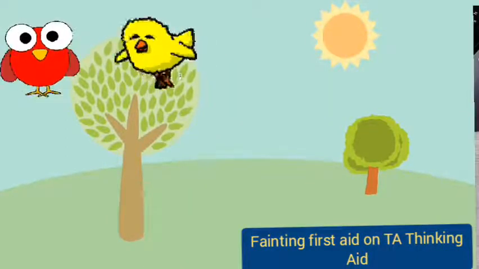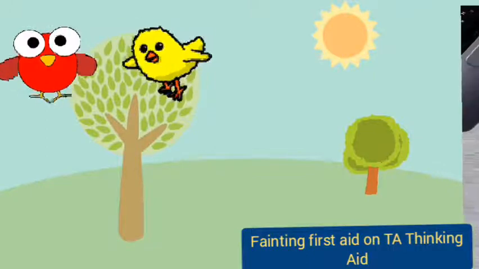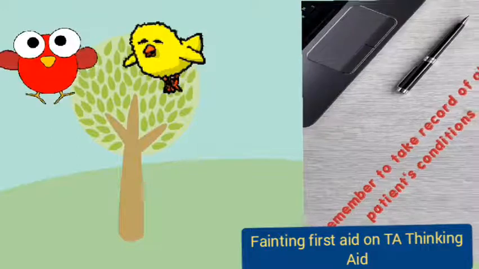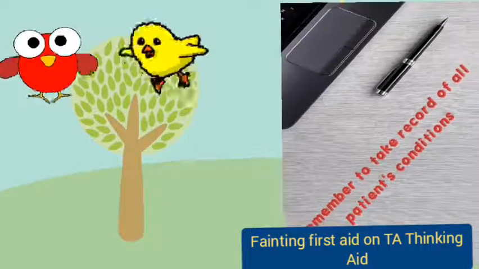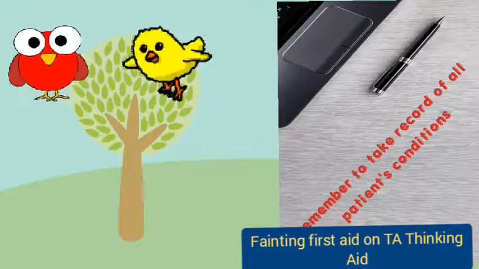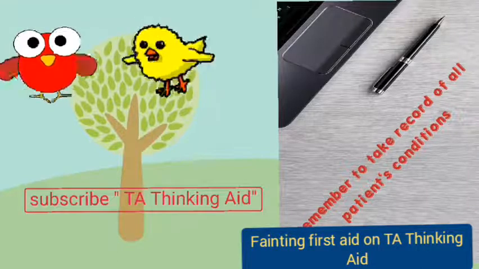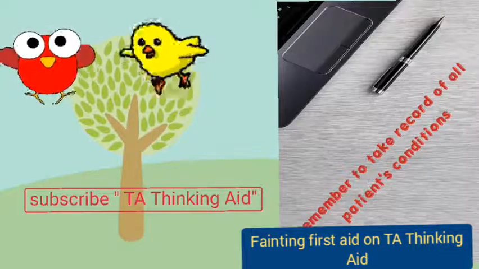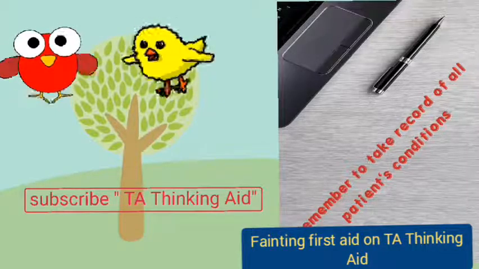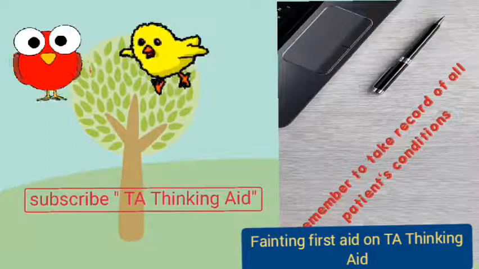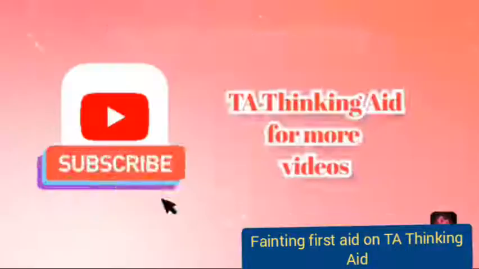So, once you have done the above steps, we expect a patient who had fainted to regain consciousness. But in case they don't regain consciousness, please make arrangements to take the patient to the hospital. Also remember to record the patient's full condition so that it would be easy for the next healthcare provider to know what was done and where to start from.